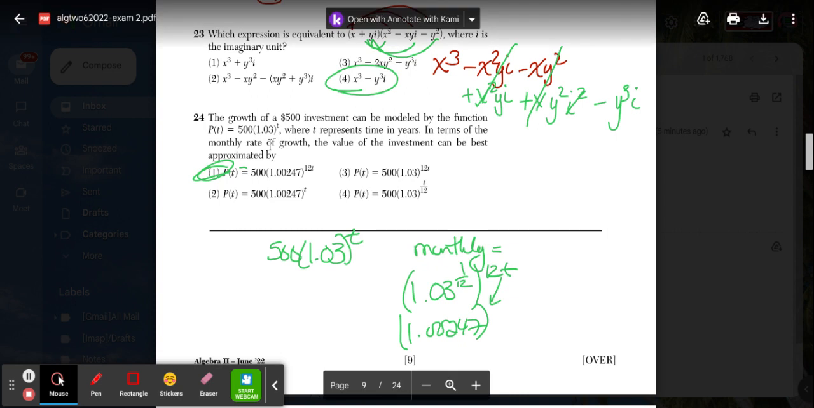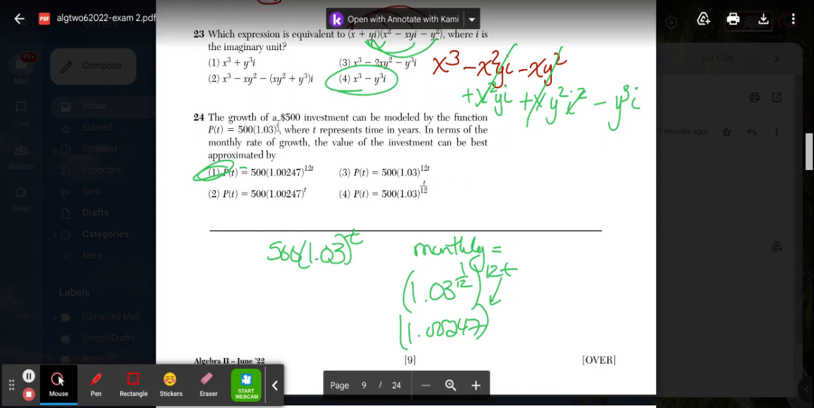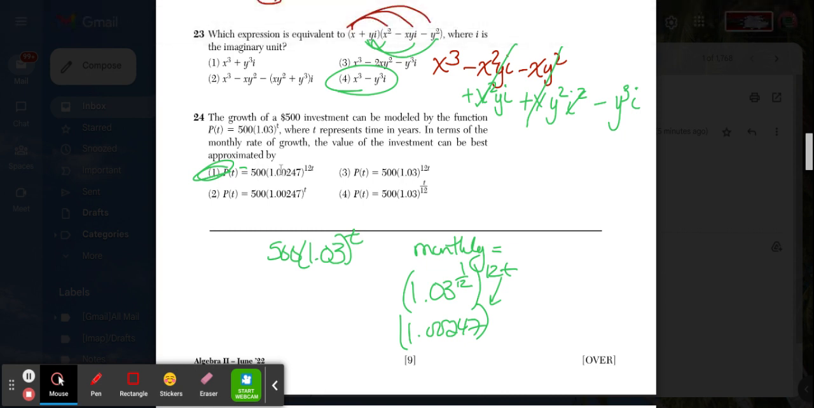Number 24 is always on your Regents, and it's usually 23 or 24 of a Regents, where they give you an exponential function and then they manipulate it by changing it to a monthly scenario or to a weekly or to a daily or what have you. It's always an equivalency. Okay, so sometimes it's meant to scare you because the principal is still 500, but then the 1.03 magically changes to this weird number to freak you out. You are not to get freaked out.